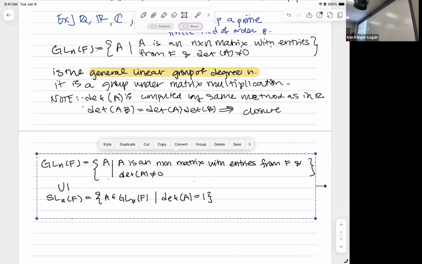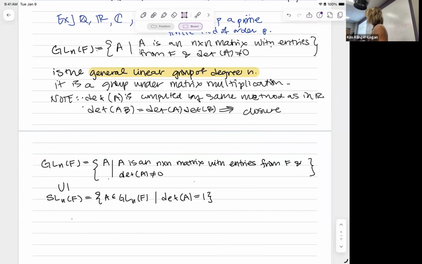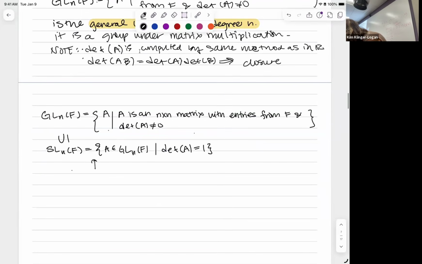On n by n matrices. SL is the special linear group. This is a subset or a subgroup of GLn. And we just specify that instead of the determinant being non-zero, it's specifically 1, or sometimes plus or minus 1. I can't remember which one is SL and which is PSL, but sometimes you'll see that you can specify the determinant is 1. This is also a group under matrix multiplication.